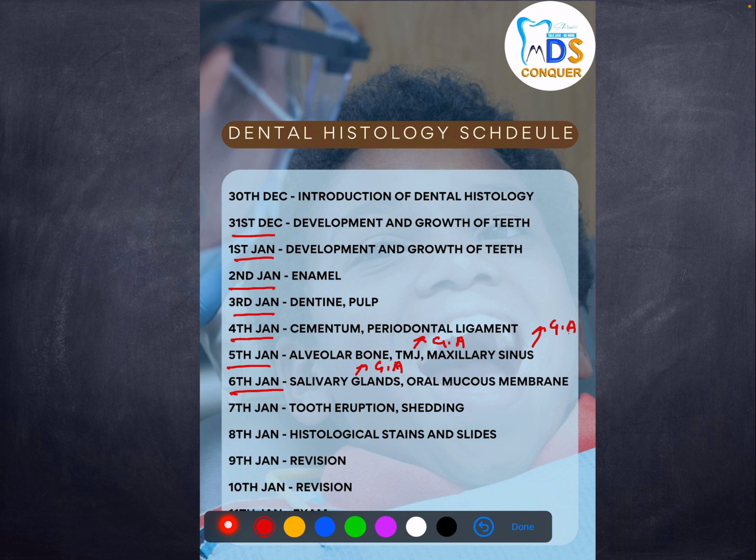So as of now, we'll be dealing more inclined towards the histology part, because most of you are taking this as a first subject in proceeding your preparations. Then 7th January, it will be tooth eruption and shedding, and followed by 8th, we'll be talking about histological stains, the different types of stains, methodology, how these specimens will be done by oral pathologists and everything.